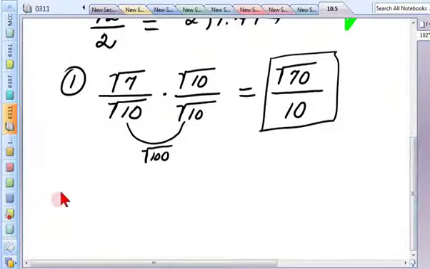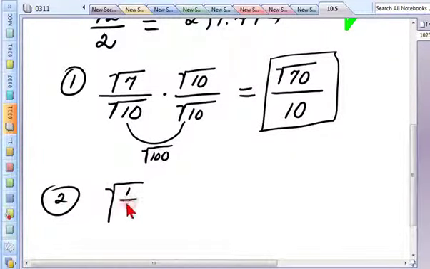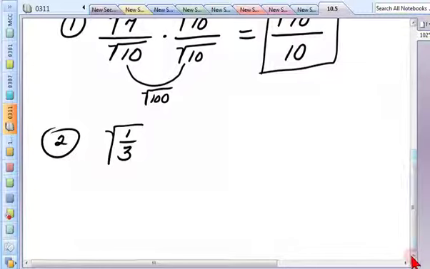All right, moving on. Number 2. It says to simplify the square root of the fraction 1/3.